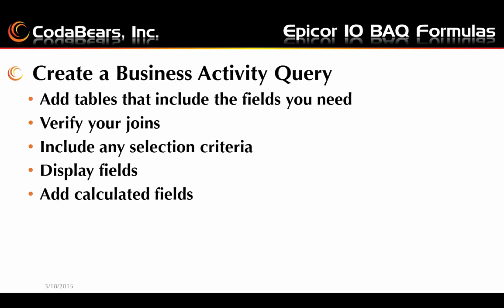So the basic steps to create a business activity query: you're going to add tables that include the fields you need in your query. You're going to verify the joins for your tables. You're going to include any selection criteria to filter your data if you want your data filtered. And you're going to include fields that you want to display in your query. And then finally, we're going to add calculated fields, and that will be the bulk of this presentation.